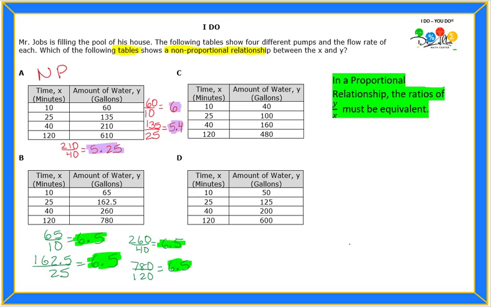So what do you notice about letter B? All the ratios are equivalent. So letter B is a what? It's a proportional relationship. But I'm not looking for proportional. I'm looking for what? Non-proportional. So it seems like letter A should be the answer, right?